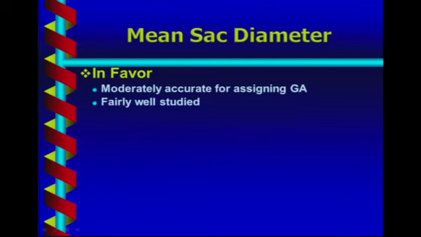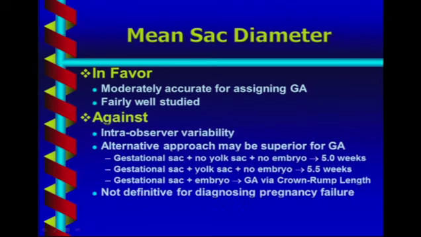If we look overall at the mean sac diameter, in favor of it is that it's moderately accurate for assigning gestational age and fairly well studied. But against the mean sac diameter is that there's a fair amount of inter-observer variability. If two people measure the mean sac diameter, they can get somewhat different answers. And there is an alternative approach that may be superior for assigning gestational age.